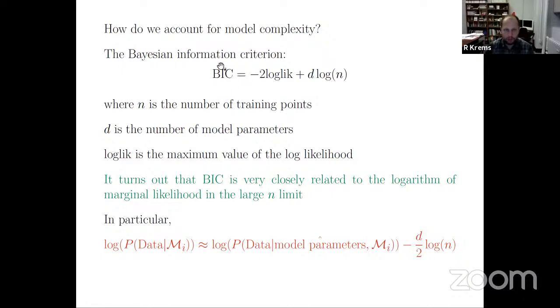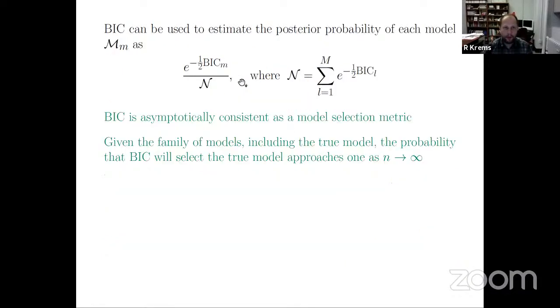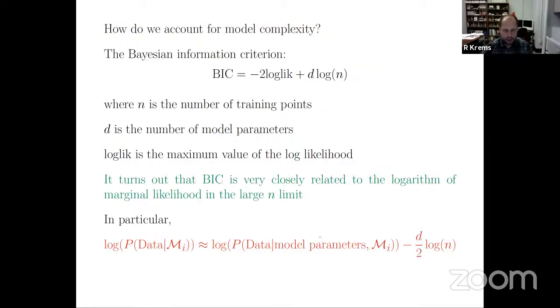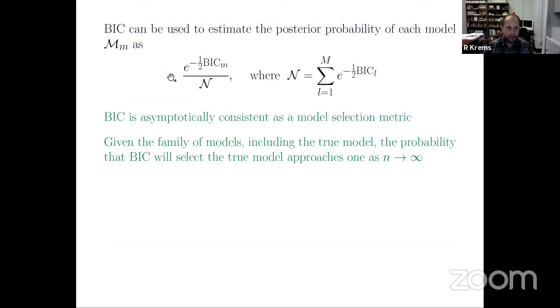So basically, you can use this to discriminate between the models. And because of this connection to marginal likelihood, BIC can be used to estimate the posterior probability of each model by these simple equations, where this is just a normalization factor here.